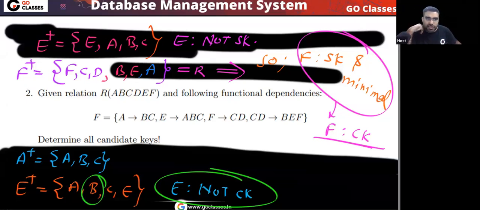Similarly, B cannot be a candidate key. Similarly, C cannot be a candidate key. So A, B, C, you don't have to check. Did you understand? Let me know. You don't have to check A, B, C. These three you don't have to check. So can I give you a note here?